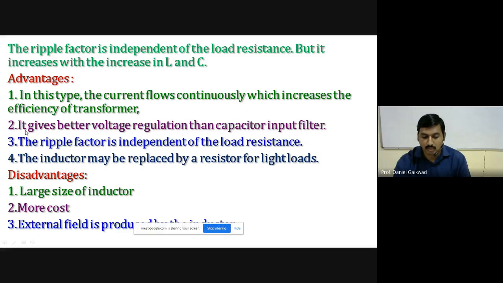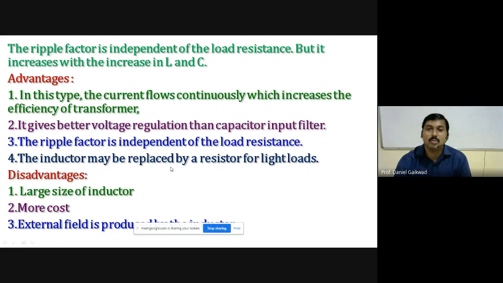Okay. Now the next is it gives better voltage regulation than the capacitor input filter. So it will give better regulation compared to the single capacitor input filter, because 2 components act as a filter here. Now the third: ripple factor is independent of load, which we have already written. So ripple factor is independent of load resistance. That is also one advantage.